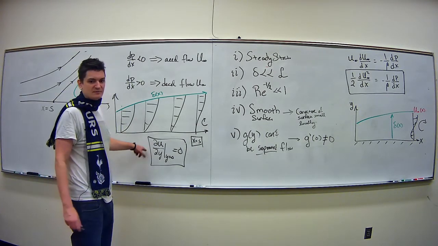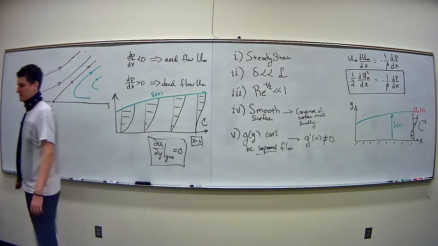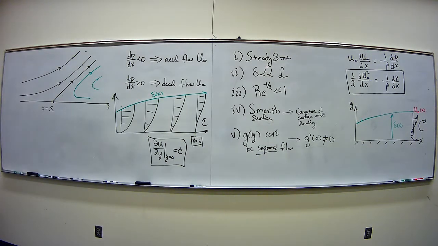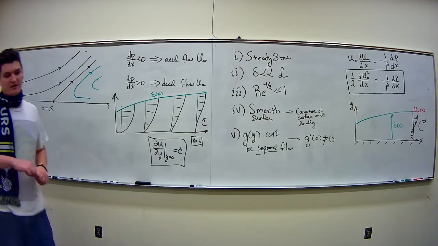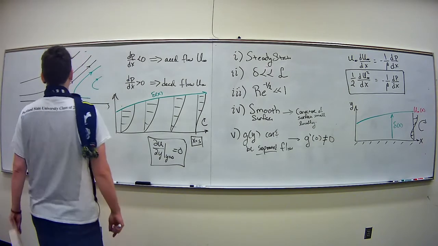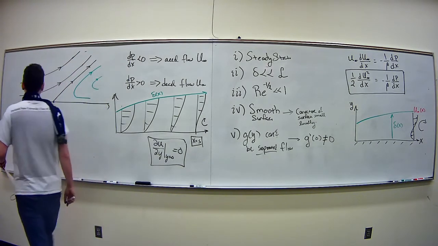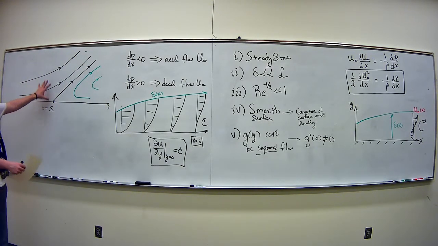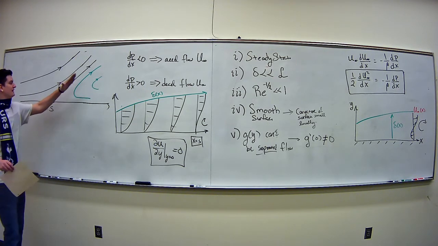Separation is characterized by this condition right here. It means the shear has changed sign. The shear stress at the wall has changed sign. It means the boundary layer has separated. And it also talks about points of inflection. This is the separated flow situation.